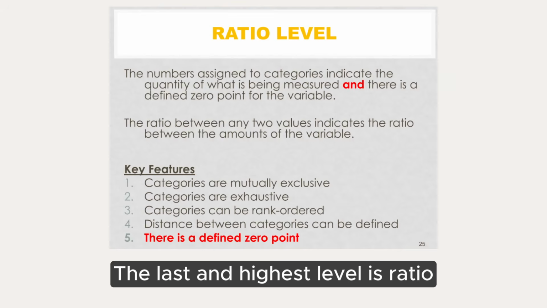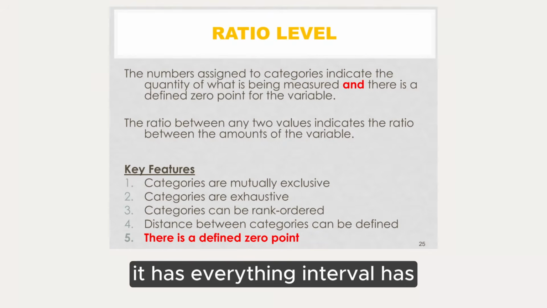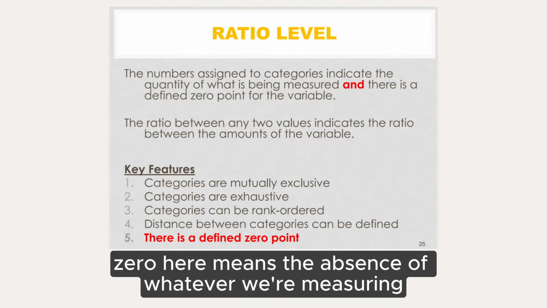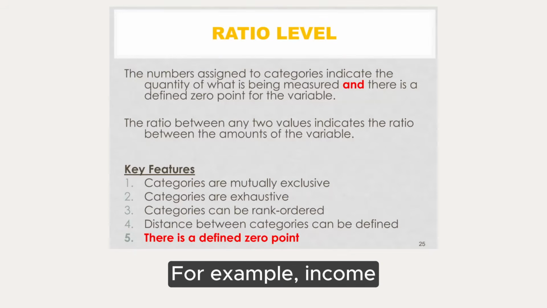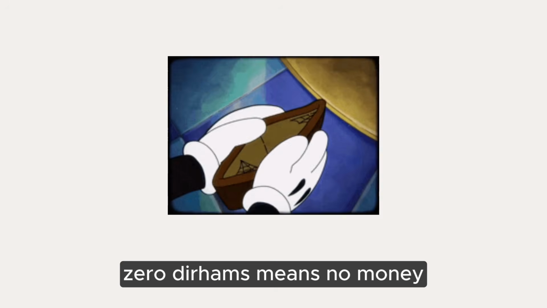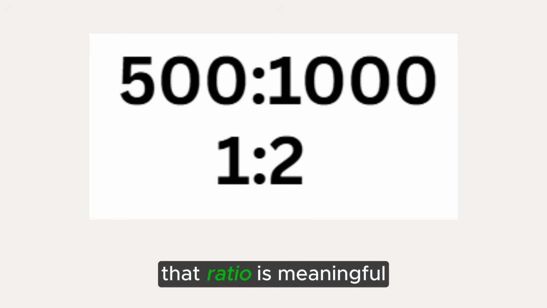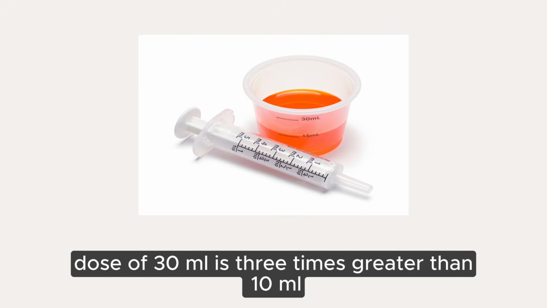The last and highest level is the ratio. It has everything interval has, plus a true meaningful zero. Zero here means the absence of whatever we're measuring. For example, income. 0 dirhams means no money. 1000 dirhams is twice as much as 500. That ratio is meaningful. Dose of 30 ml is 3 times greater than 10 ml. Age, weight, blood pressure, etc.